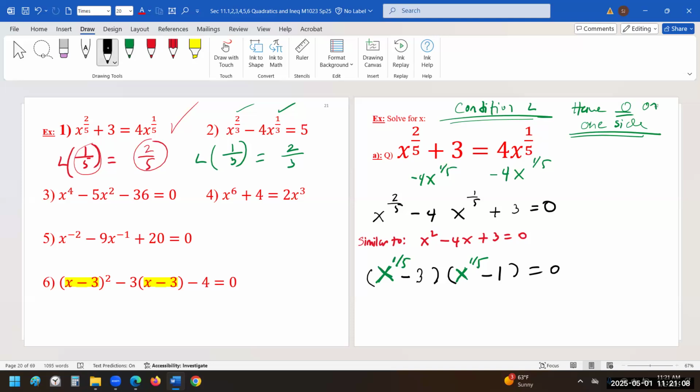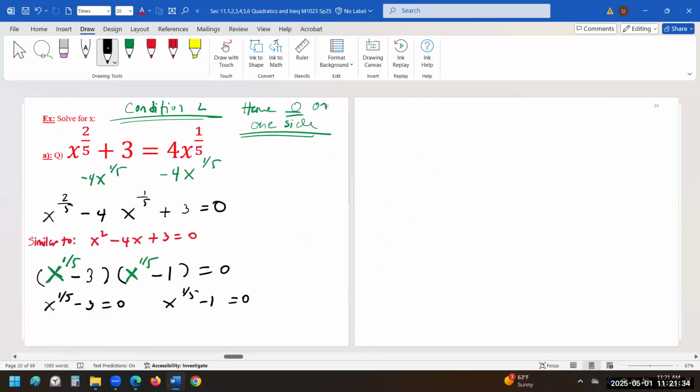And then how do you solve from here? What do you do next? We set each of them equal to 0, just like we did before. Take your x to the 1/5 minus 3 and set it equal to 0. x to the 1/5 minus 1, set it equal to 0. We add 3 and 1 to both sides. So we have x to the 1/5 equals 3 and x to the 1/5 equals 1.